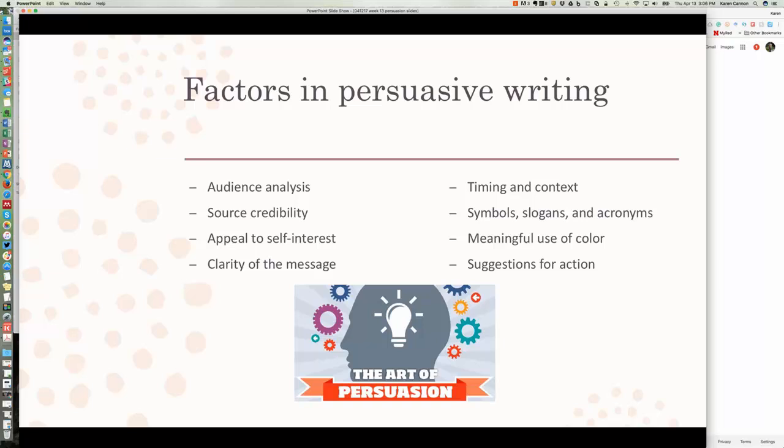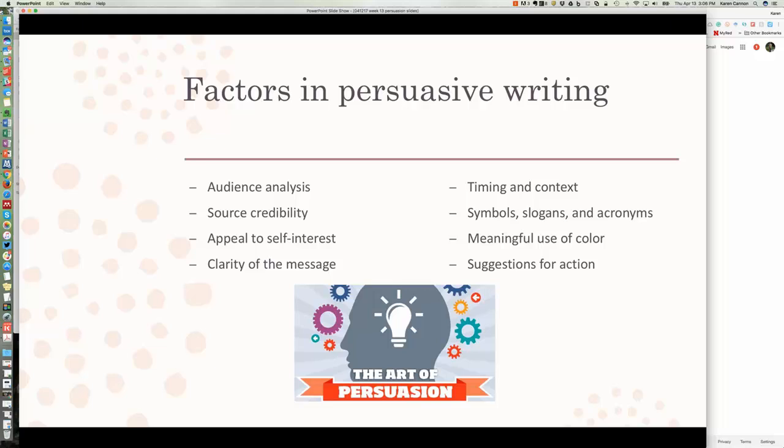You want to make sure, of course, that you're being clear with your message, that you are using the right context to frame your message, that you are timing it right, whether that's the time that you share or release it, or the time that it takes to read it. You don't want to waste people's time or spend too much time trying to persuade them, because that can backfire. You also want to use, or not use, symbols, slogans, and acronyms appropriately, since they can help illuminate your message and therefore persuade people more effectively.